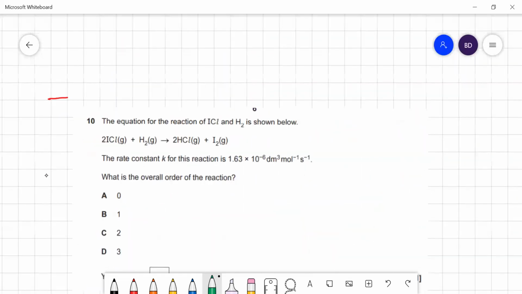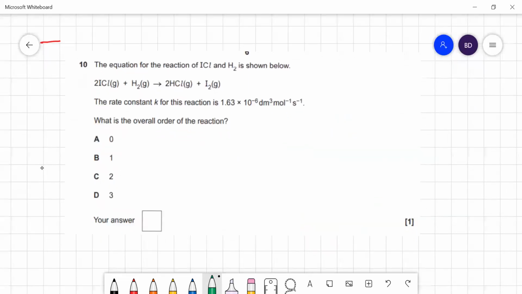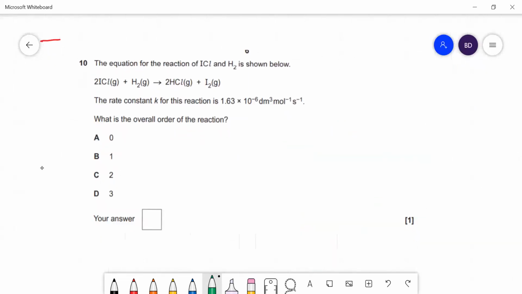Okay, right. Now, the equation for the reaction of ICl and hydrogen is shown below. And the rate constant for this reaction is given, and it wants the overall order for the reaction. The way we're going to work that out is from the unit of the rate constant. That's the only way we can tell what it is. So let's say it's second order overall. Let's just test that. I think it is second order.